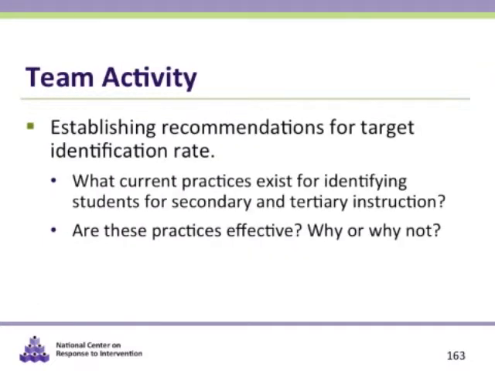This section closes with a team activity. And this team activity is really to get people to think about their target identification rates. So what are the current practices they have for identifying students for secondary and tertiary? And are these practices effective, and why or why not? The reason we close with this is because this is usually the primary reason in which people use screening data.